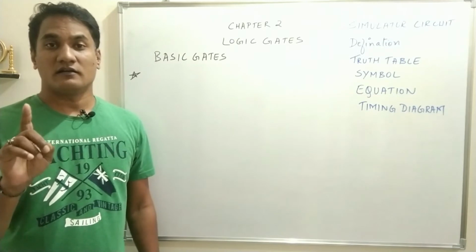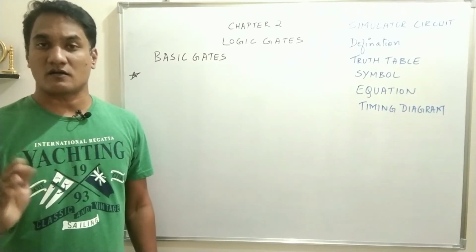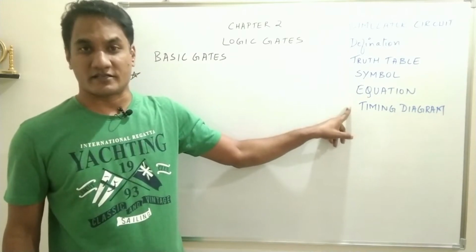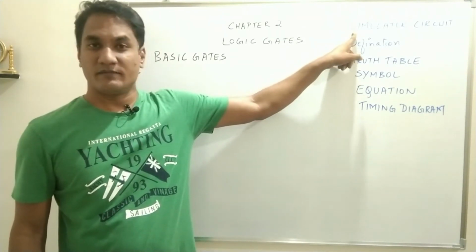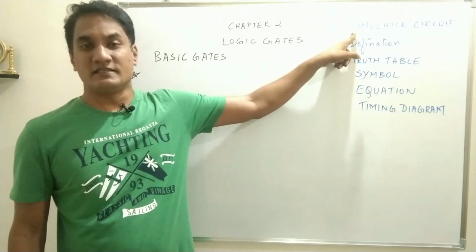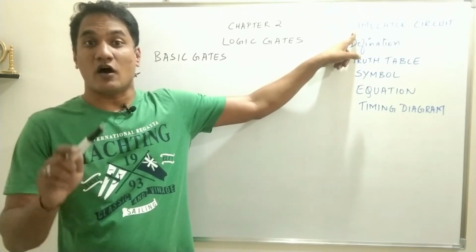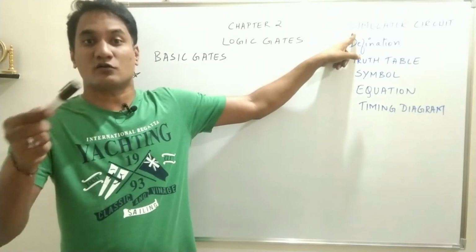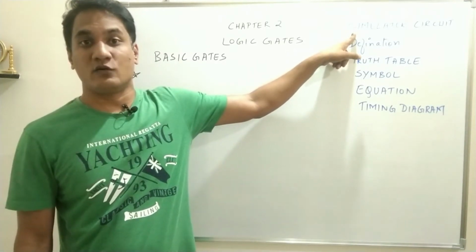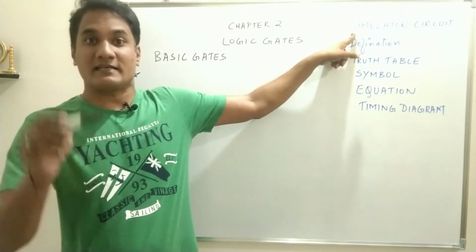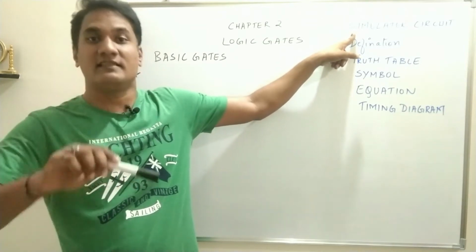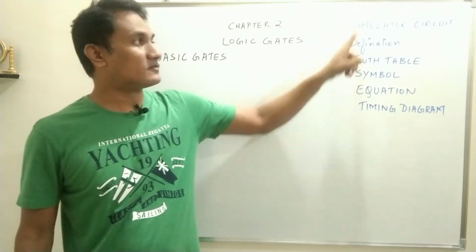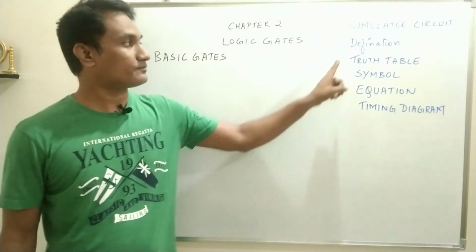For all these three gates, AND, OR, NOT, we will try to understand these 6 points. Simulator circuit. Simulator circuit means a circuit which operates similar to the circuit which we are trying to understand. It is not exactly the same circuit, it is like the same circuit. It operates like the same circuit.